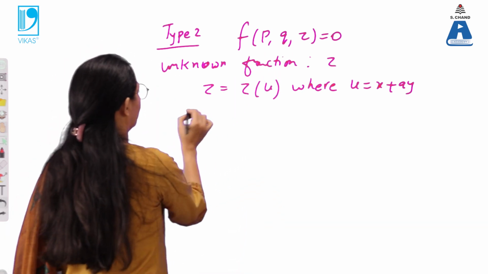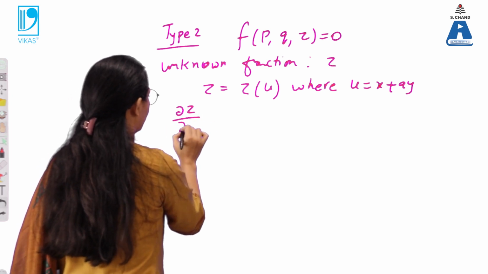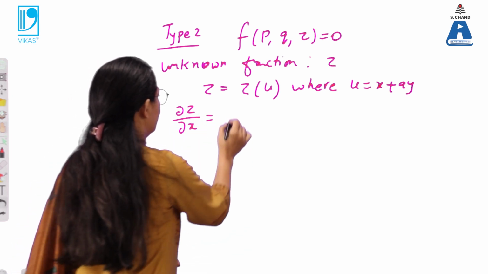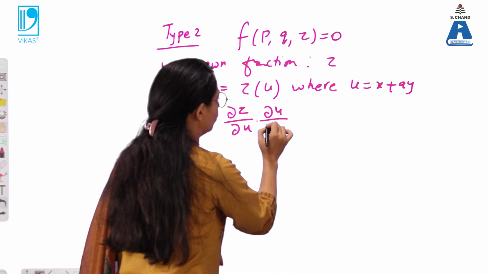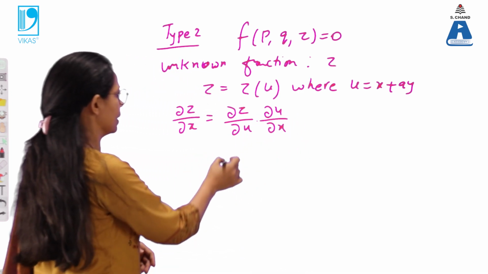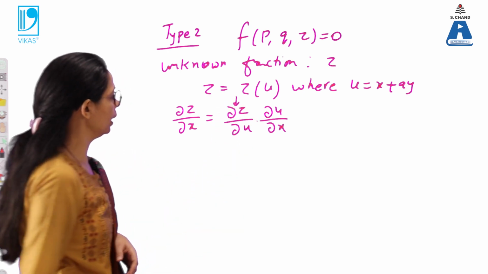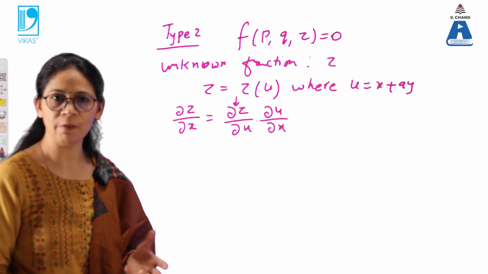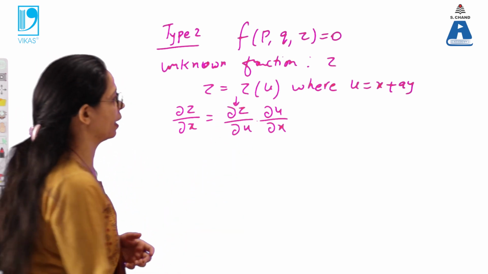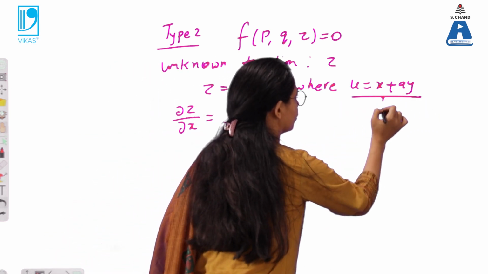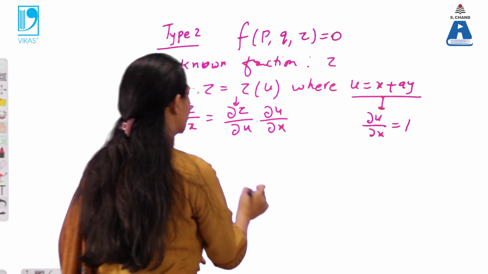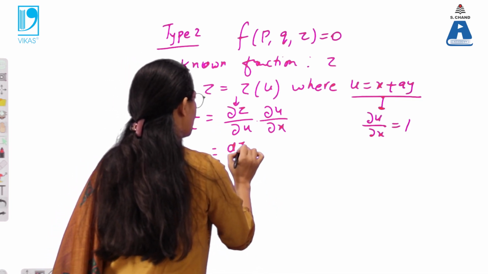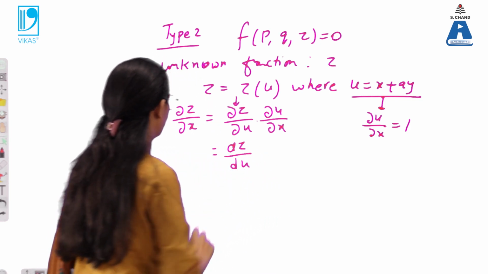For this, if we find del z over del x, it can be written as del z over del u into del u over del x. And since z is a function of u only, this partial derivative will be replaced with the ordinary derivative. And del u by del x we will get from this one, and this is 1. So this comes out to be dz over du.